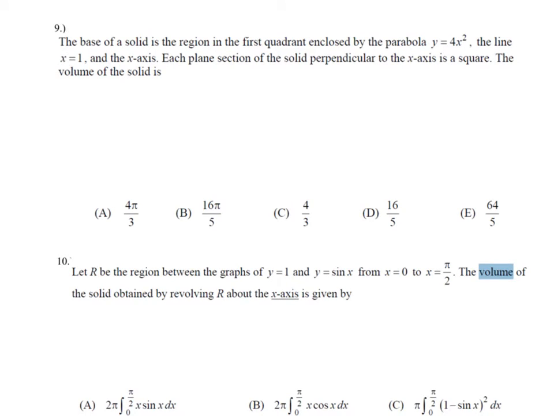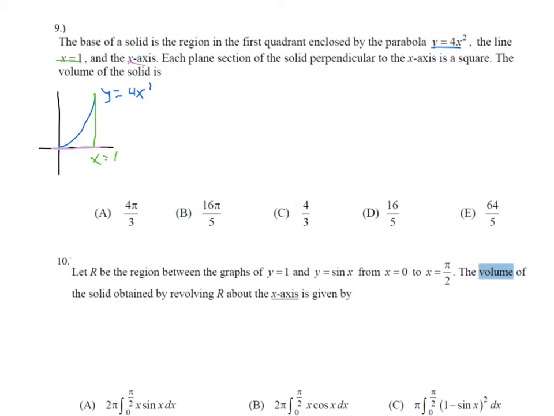All right. y equals 4x squared. x equals 1. x-axis. So let's just draw the region. y equals 4x squared. x equals 1. x equals 1. x-axis. Okay, so there's our region.